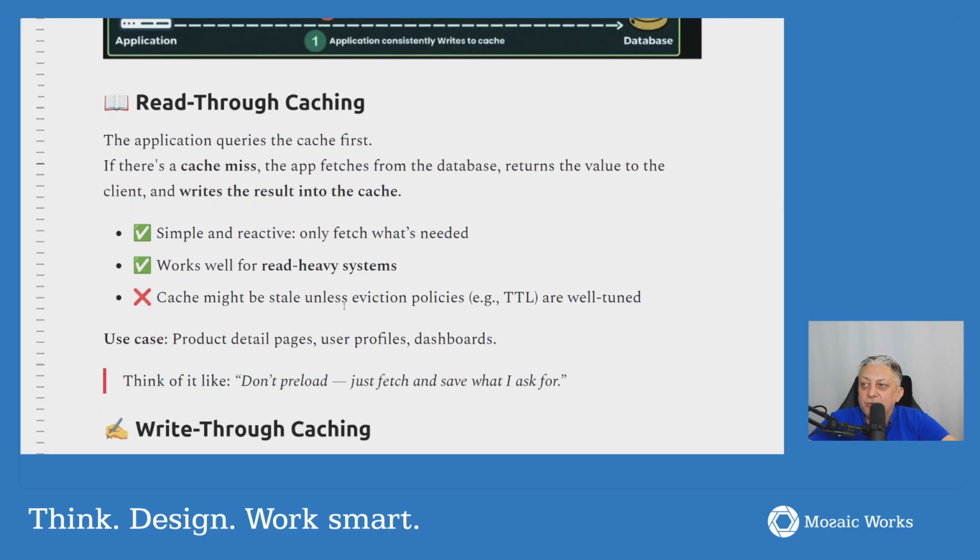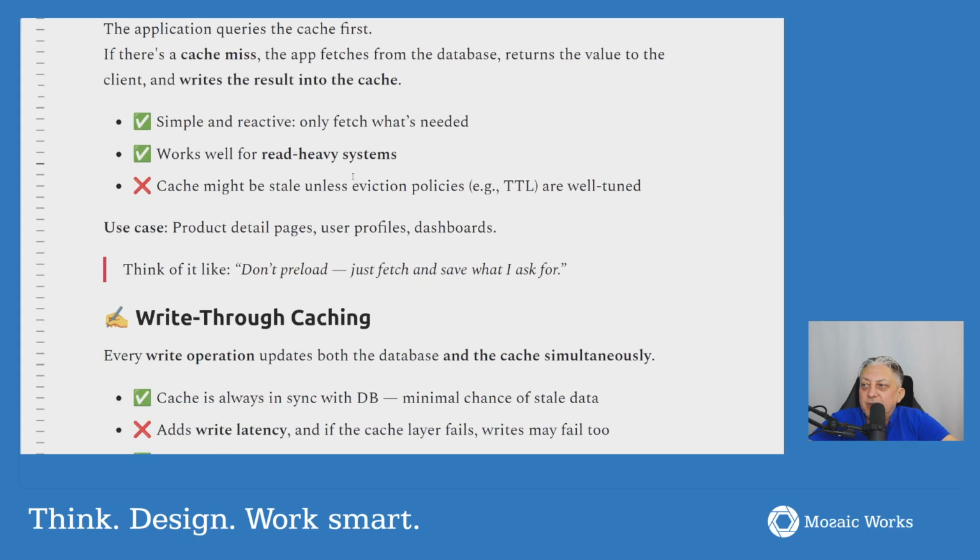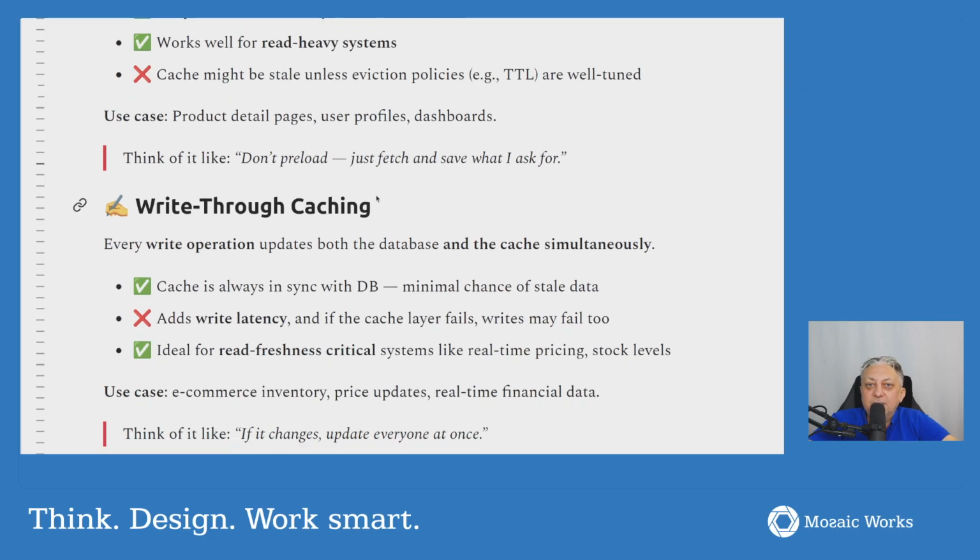With read-through caching, the application queries the cache first. If there's a cache miss, the application fetches from the database. It's simple and reactive, only fetching what's needed, and works well for read-heavy systems, but the cache might be stale unless eviction policies are well tuned, which is one of the biggest problems with caching. Use cases: product detail pages, user profiles, dashboards. Think of it like: don't preload, just fetch and save what I asked for.